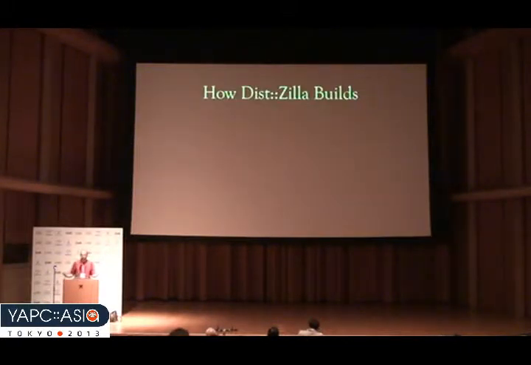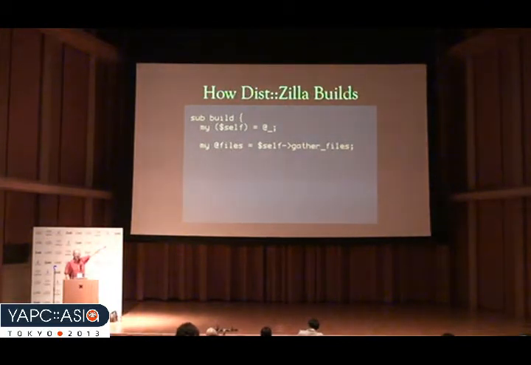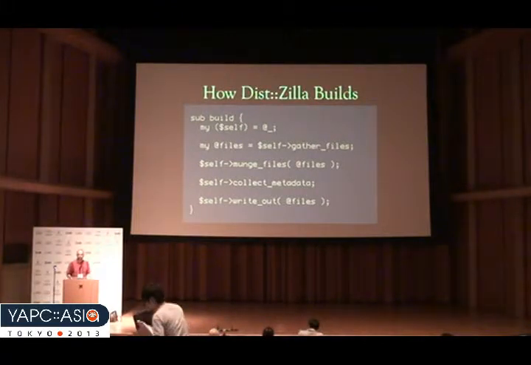So how do things build? The build method in Zilla looks something like this. Gather all the files in the distribution, munge them, edit their content, collect all the metadata about the distribution, write all the files out, and you're done. And all of this is done by plugins.